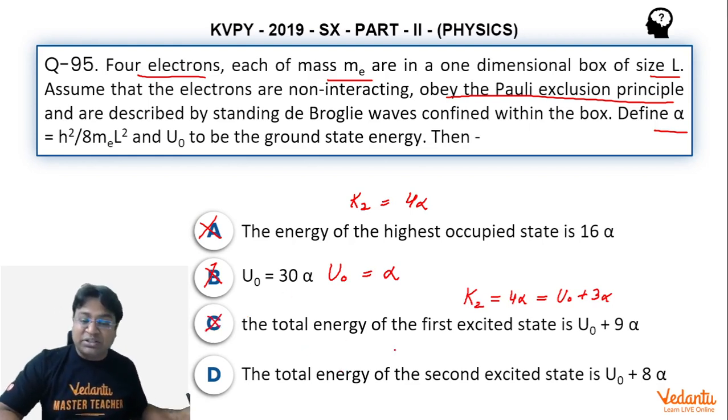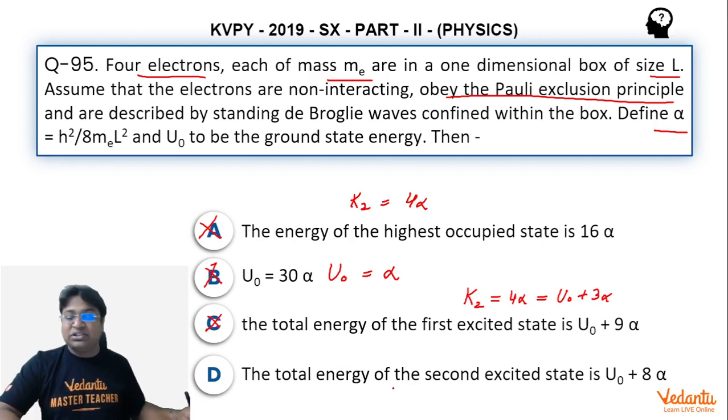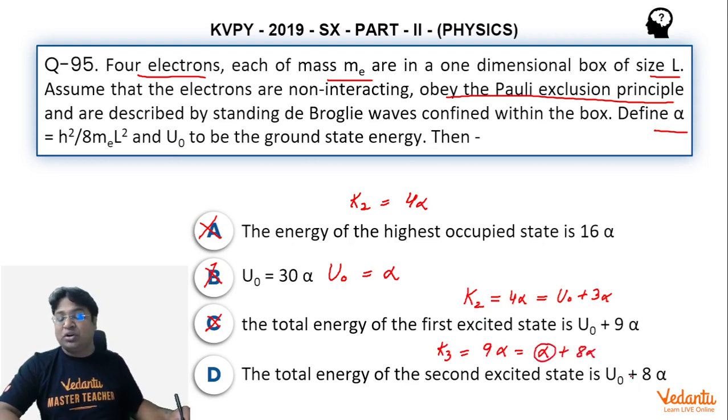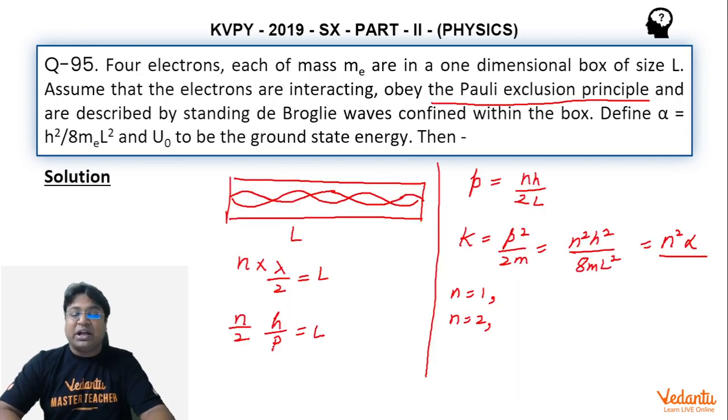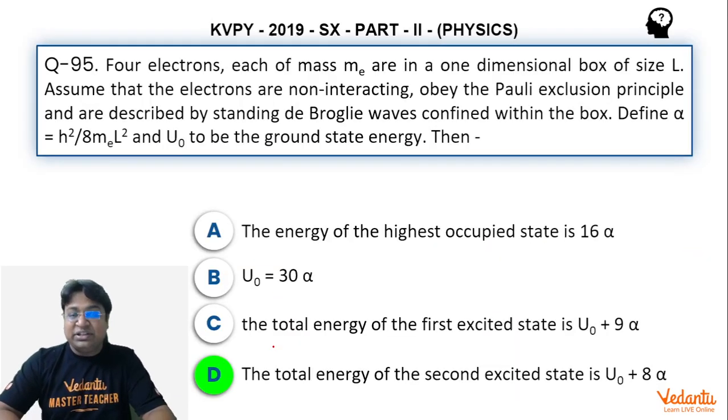Now going by the same logic, let's check option D, which says the total energy of the second excited state. The second excited state will correspond to n equal to 3. So K3 will become equal to 9 alpha, which can also be written as alpha plus 8 alpha, and this alpha is nothing but u naught. So it becomes u naught plus 8 alpha. So we can see that this option is the correct one. Option D is the correct answer, and that is indeed the correct answer.